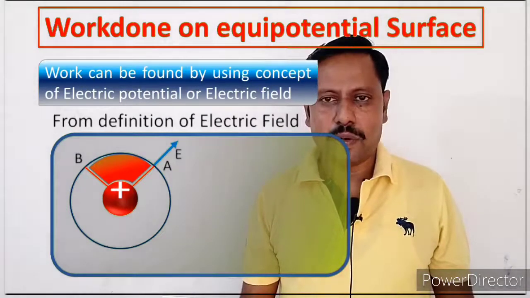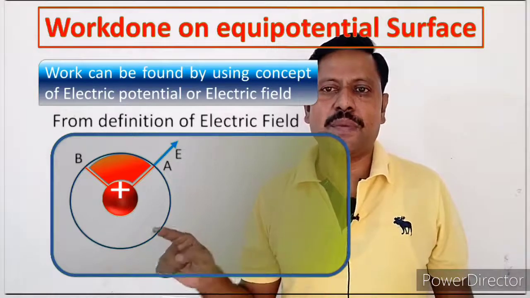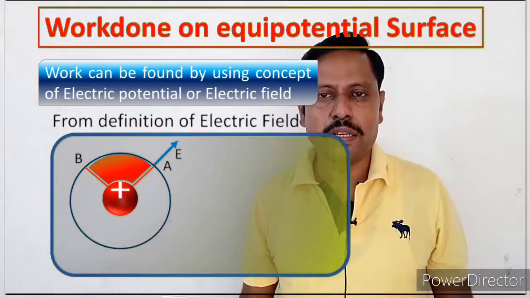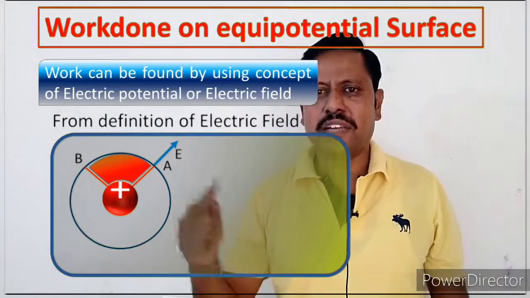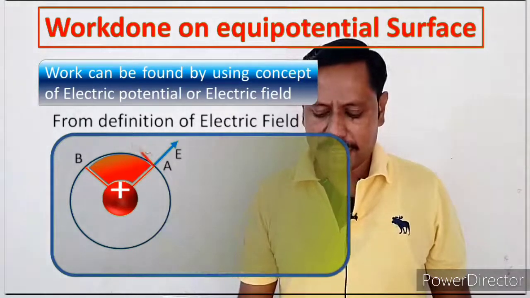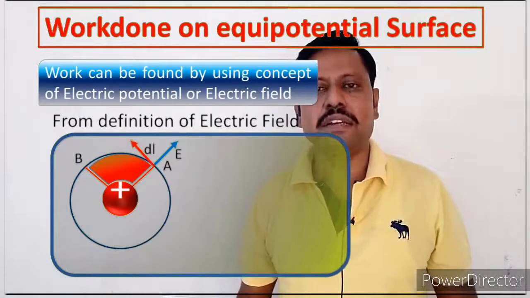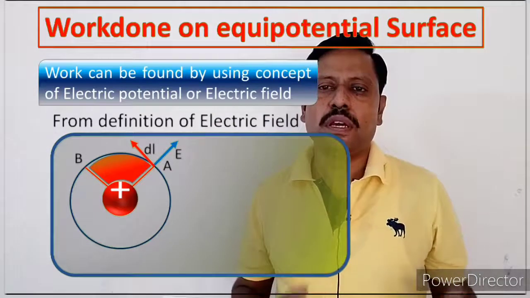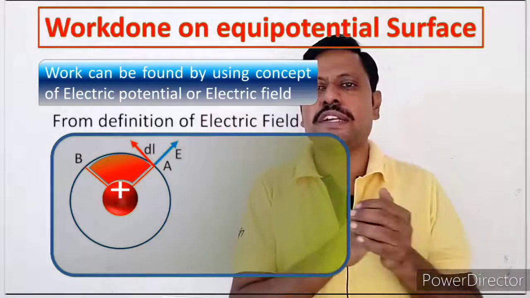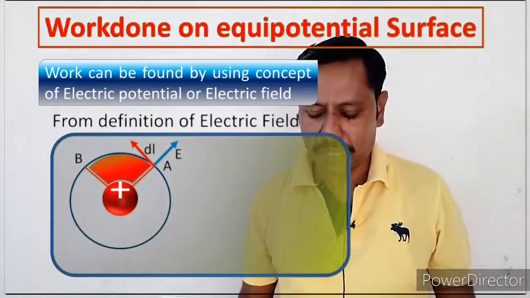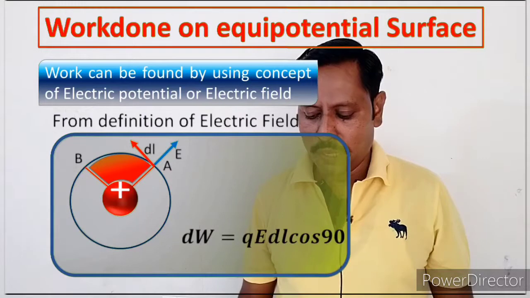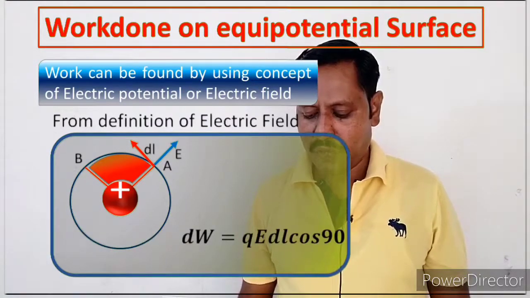At point A, what we will find is that the electric field line will emerge out from that point A, as shown in that blue line. And when we are moving slightly from A to B, let us say that this dl is indicating the displacement. Actually we have to go from A to B, but by making small displacements dl, we are moving up to point B. Now what can we write here? We can write dW is equal to q E dl cos 90.